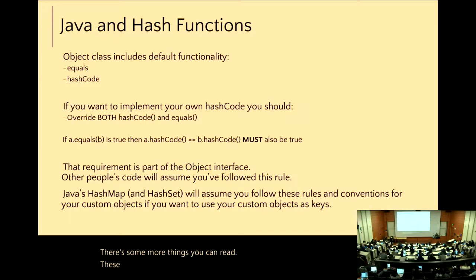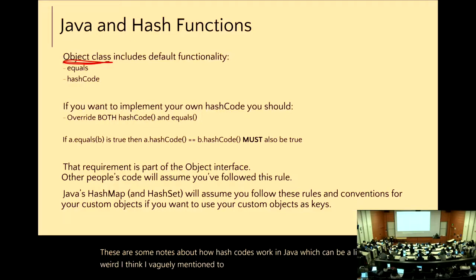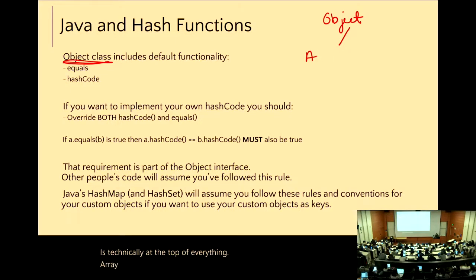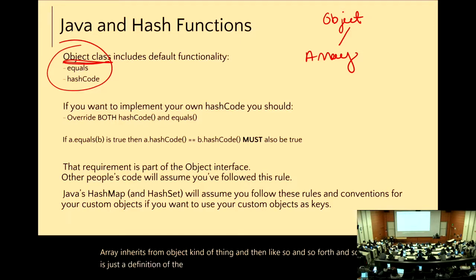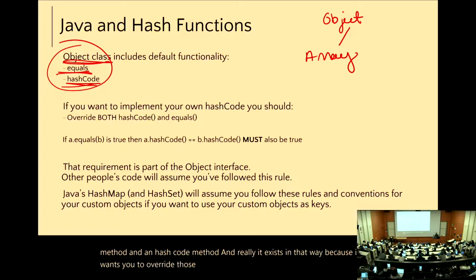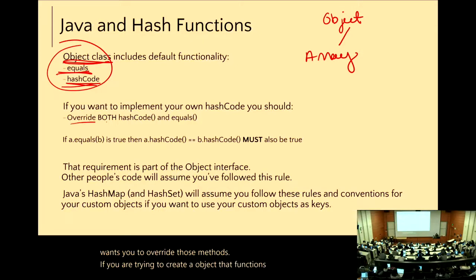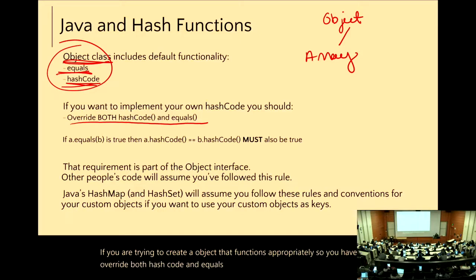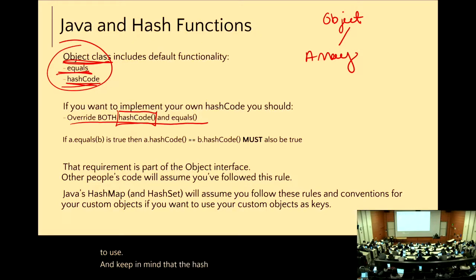These are some notes about how hash codes work in Java, which can be a little weird. I think I vaguely mentioned to y'all the object class. So object is technically at the top of everything, like array inherits from object, and so on and so forth. This is just a definition of the Java class. Object includes specifically an equals method and a hash code method. It exists in that way because it wants you to override those methods if you are trying to create an object that functions appropriately. So you have to override both hash code and equals for any object that your hash table is going to use.